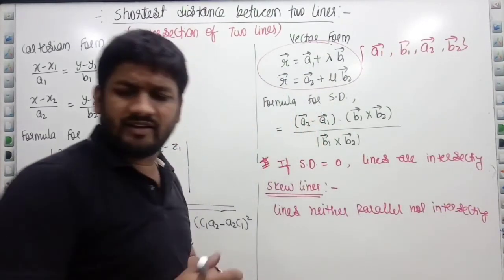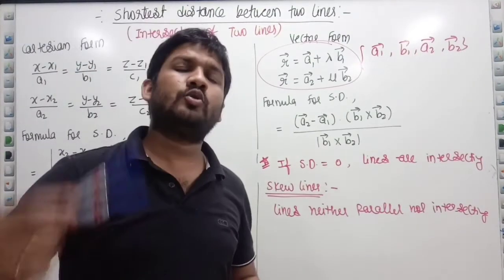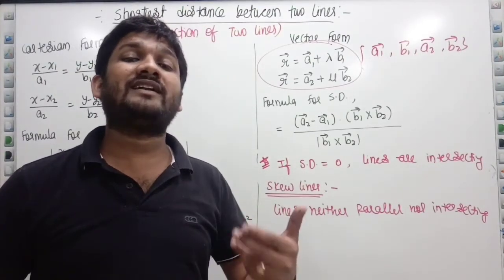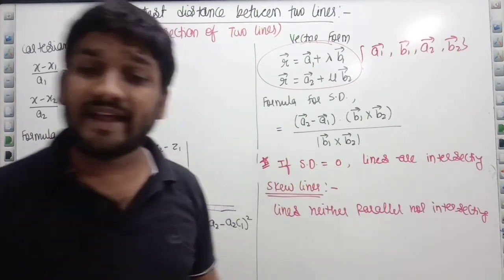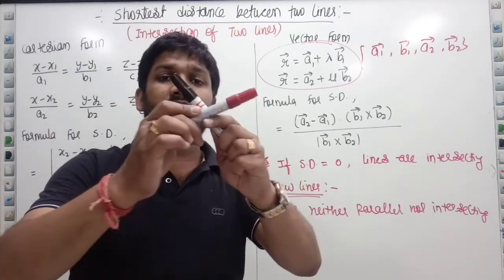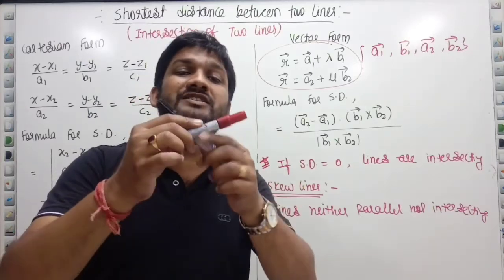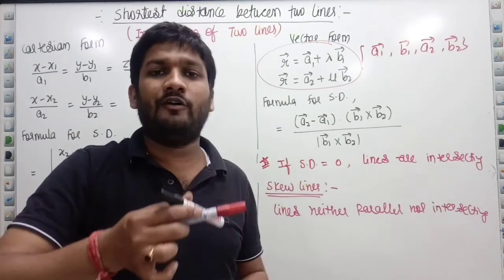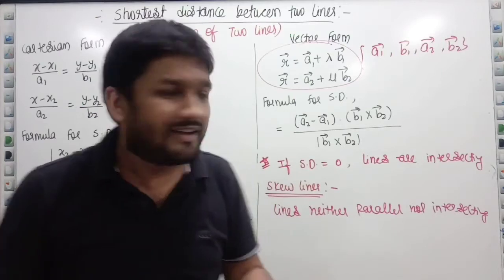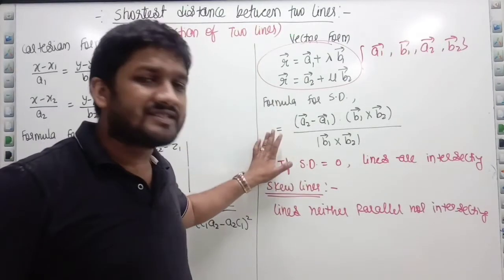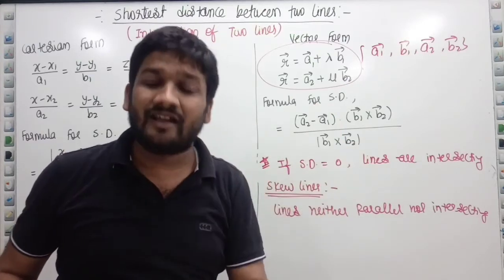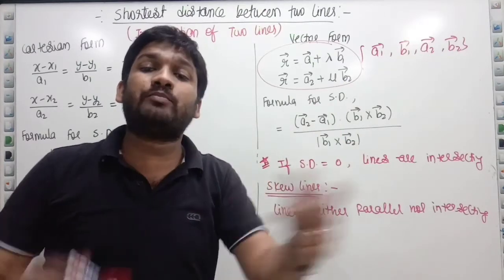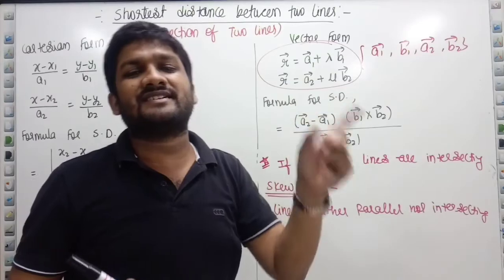One more thing, there is a separate question that is asked: prove that lines are intersecting. So we'll relate it with shortest distance. Lines are intersecting means what? If the shortest distance between two lines is 0, then we say the lines intersect. So it is simply just find the shortest distance. If shortest distance is 0, then tell lines are intersecting. Now how to find the intersecting point between two lines, that we'll discuss in the question.